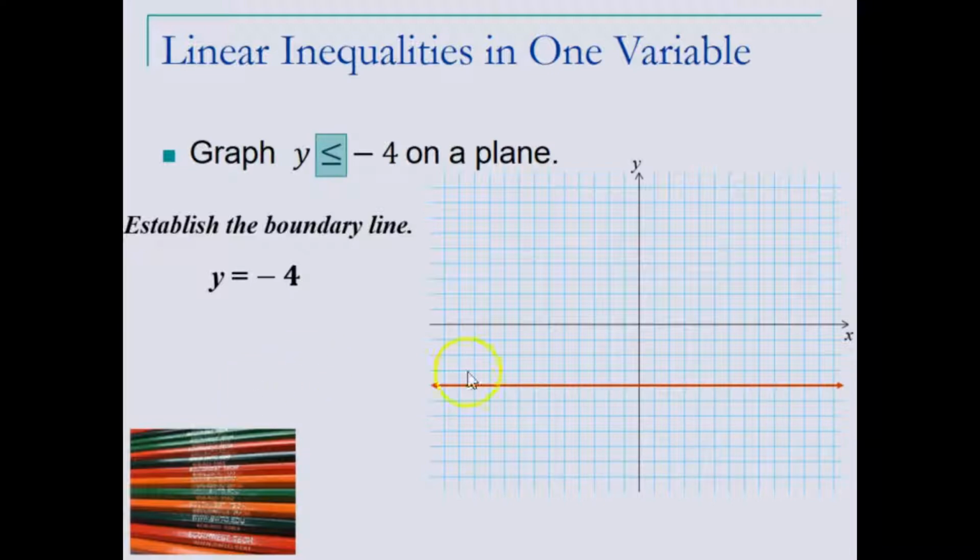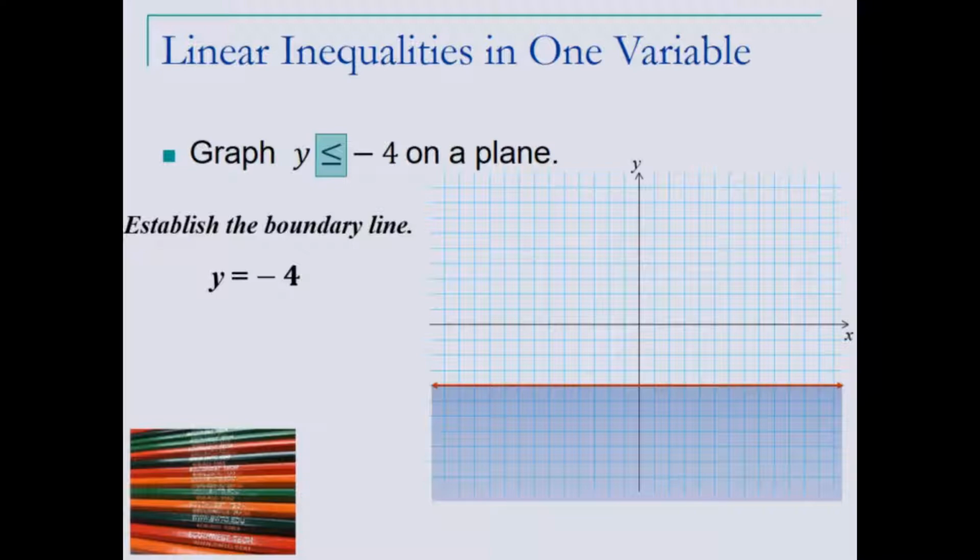And the reason it is a solid line is because the points that make up this line will be included in our solution set, since this inequality also has an equal sign on that boundary line. Next, we're looking for all other points that satisfy this inequality, and we want y values that are less than this line. Y values that are less than this line are below. So we're going to shade the lower half of this plane.